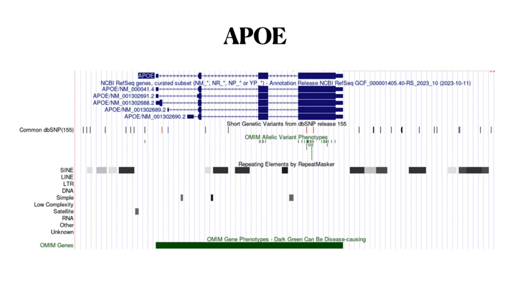You can see that there are some short genetic variants along the exons here, as well as the allelic variant phenotypes that correspond with the exons that could be the different E4 and E2 alleles, which are variants that show different functions, as well as different repeating elements. So here we see the SINEs, which are just different transposable elements.